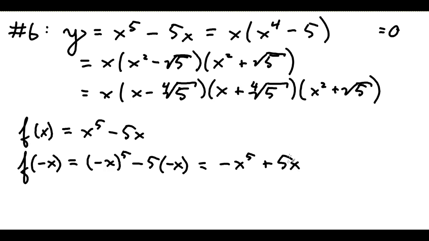It doesn't, but now let's see if it's the negative of the original function. If we factor a negative out of this, we have x to the fifth minus 5x, and that is the negative of f of x. Since f of negative x equals negative f of x, that means then that we do in fact have odd symmetry. That's the algebraic characterization of this.